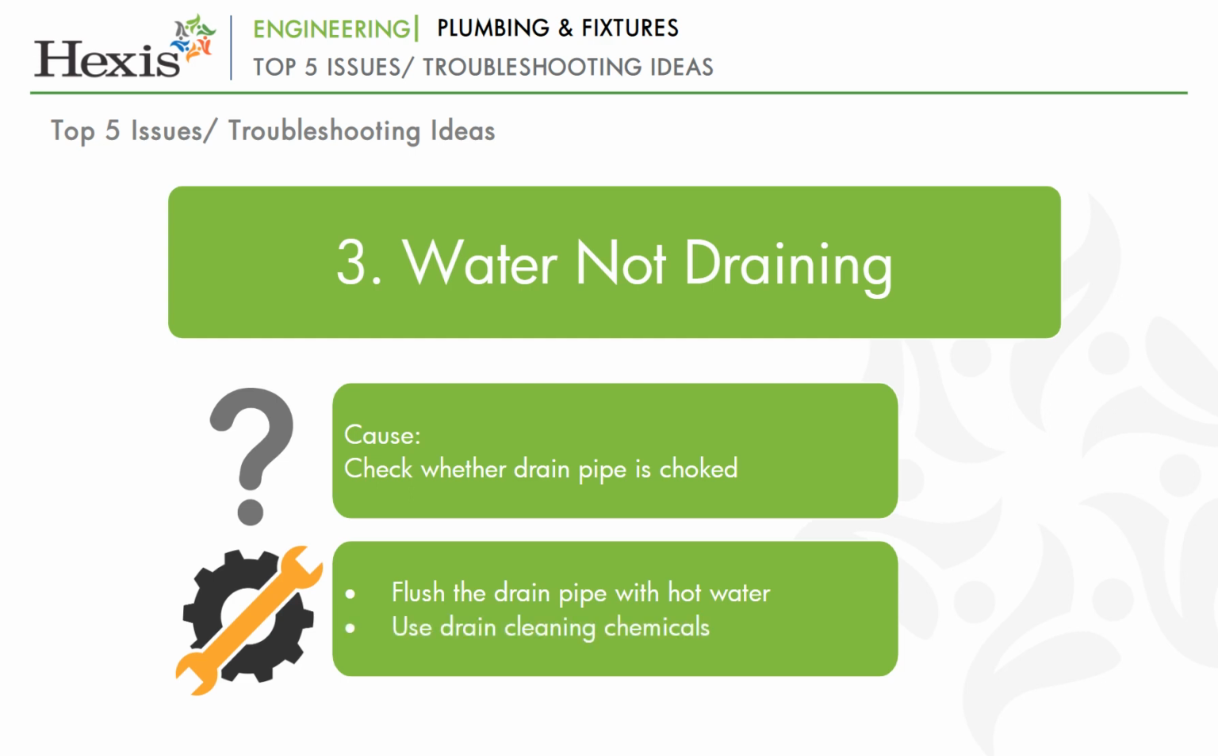Drain cleaning chemicals are also available in the market which can be used for clearing the chokes. Traps can also be removed and cleaned physically if the above method doesn't clear the clogging. In some cases, pipe cleaning may be required to clear accumulated scale or rust.